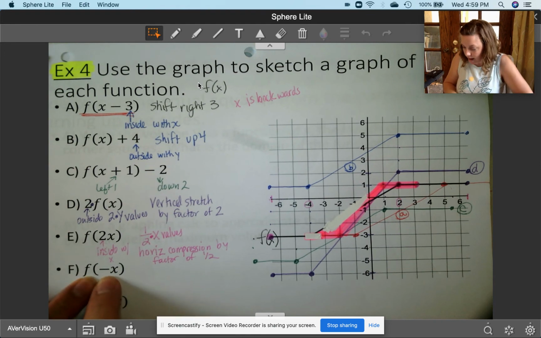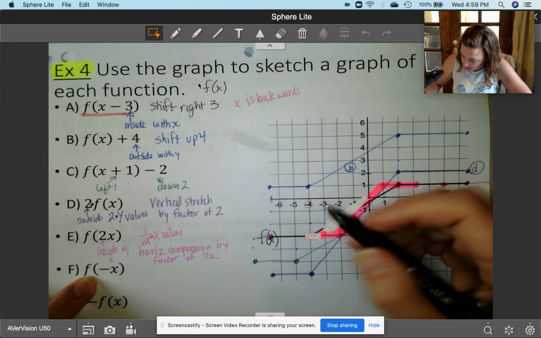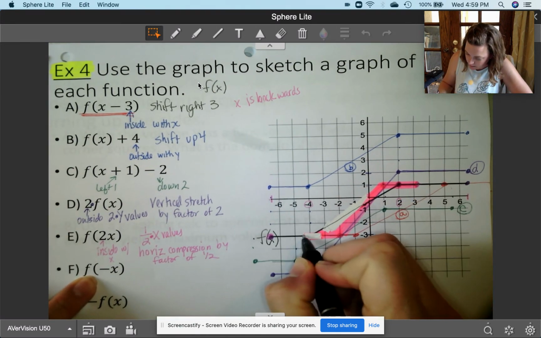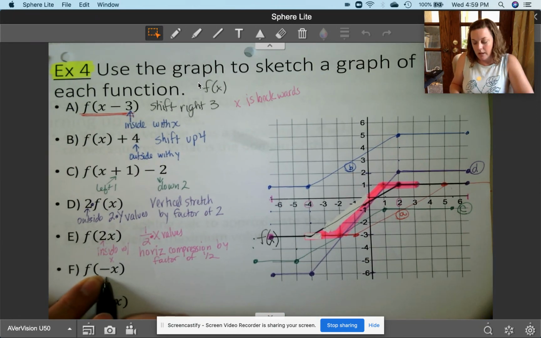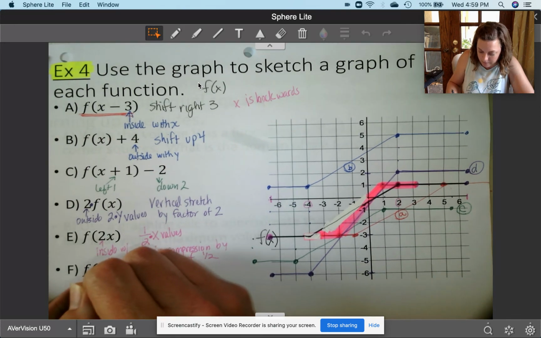All right, so f of negative x is, again, that negative is inside with x. This is a horizontal reflection.